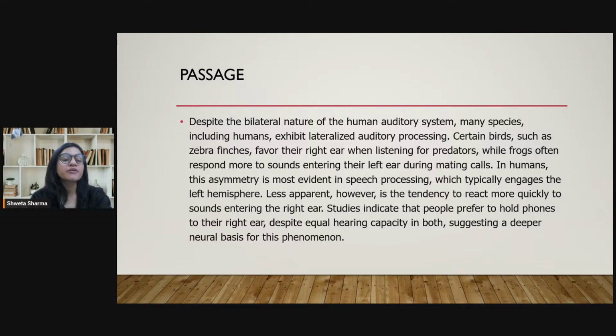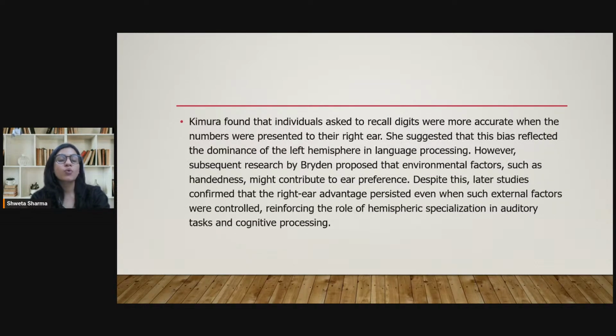Which suggests a deeper neural basis for this phenomenon, that it's not something which is happening on its own. It has to do with the rationality behind it. The next paragraph should talk in deeper context of the neural basis. What exactly is it? Kimura found that individuals asked to recall digits were more accurate when the numbers are presented to their right ear. Because they heard it from the right ear, they probably focused more while listening and captured the numbers more.